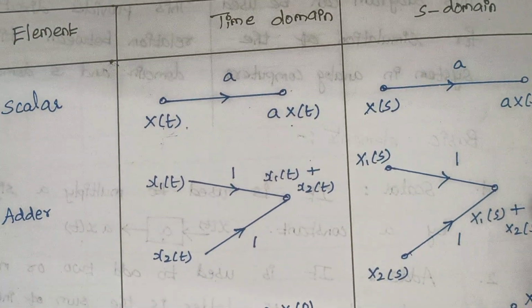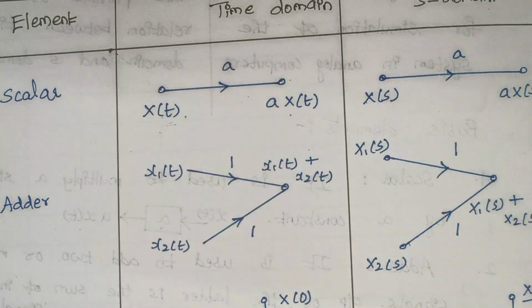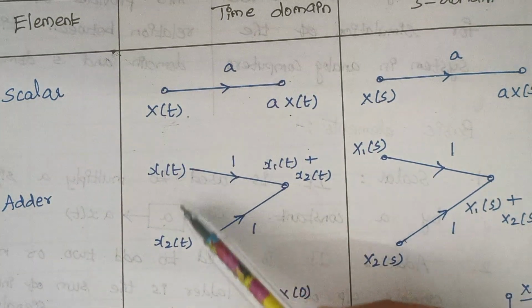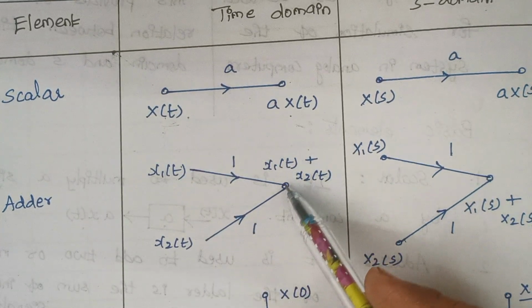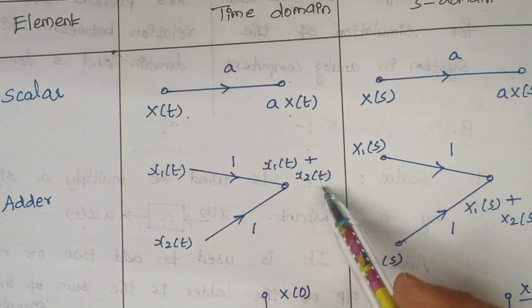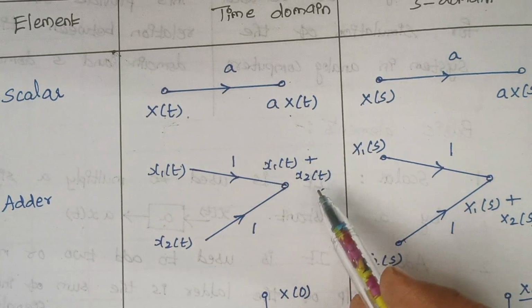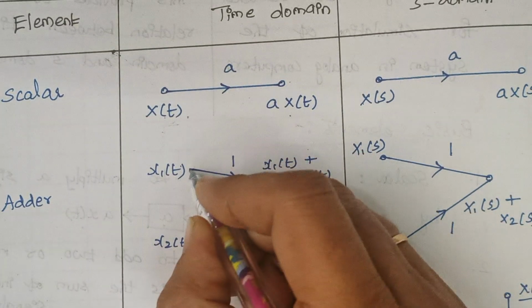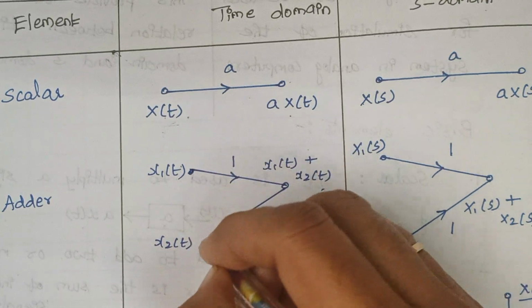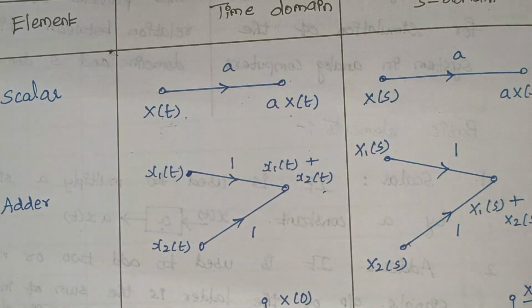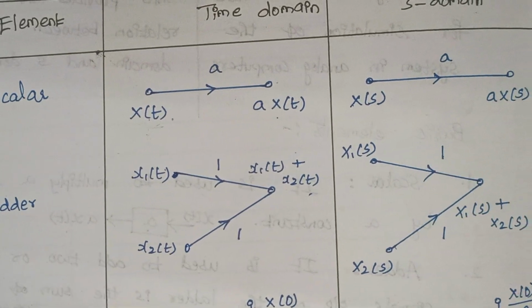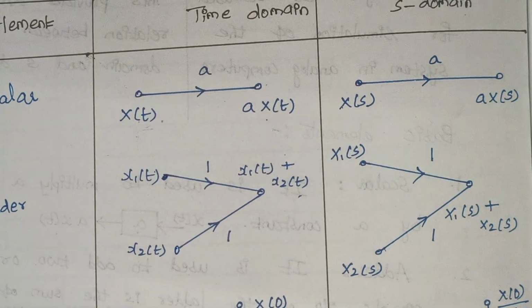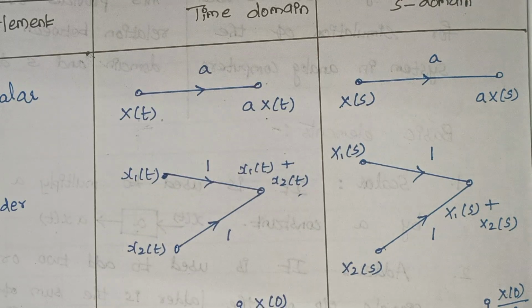And the next one is adder. So again we need two signals, right? Either to add or subtract. So x1 of t and x2 of t are the two signals. And here the output will be, that is we have to add, therefore x1 of t plus x2 of t. And again, so here also that is a node, right? And here again in terms of s, so x1 of s, x2 of s, therefore the output is x1 of s plus x2 of s, right?